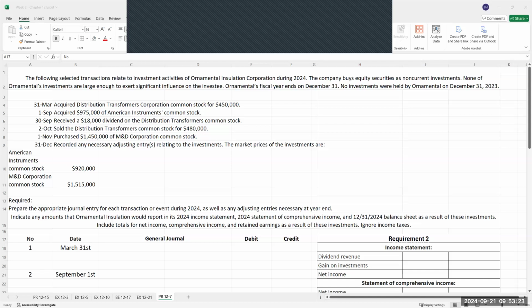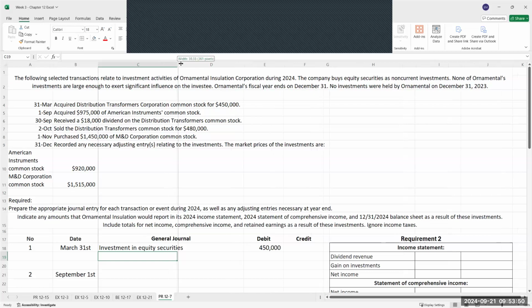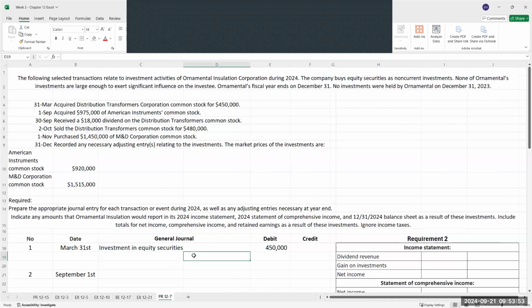So it lets us know that on March 31st, they acquired Distribution Transformers Corporation stock for $450,000. So our journal entry on March 31st would be as follows. We would debit investment in equity securities for $450,000, right? And this problem doesn't ask us to round, so we get to input the amount wholly. And then we paid cash of $450,000.